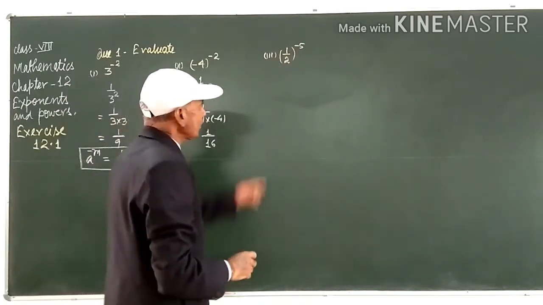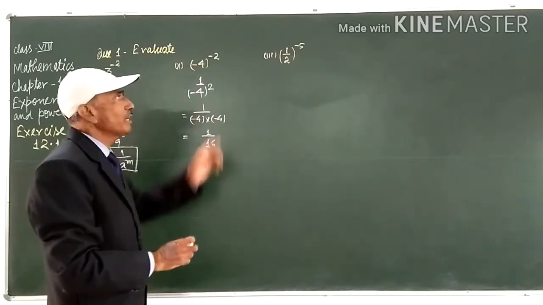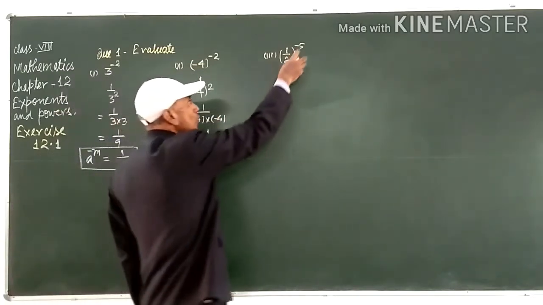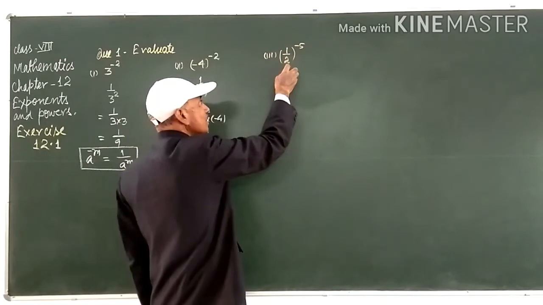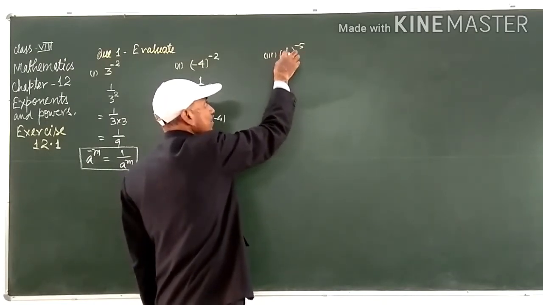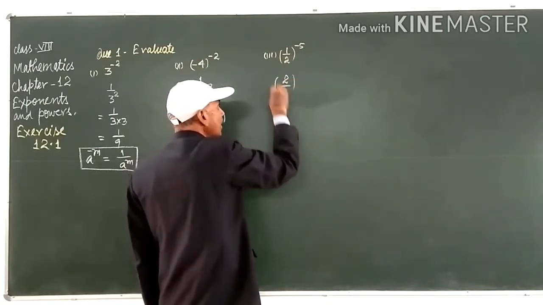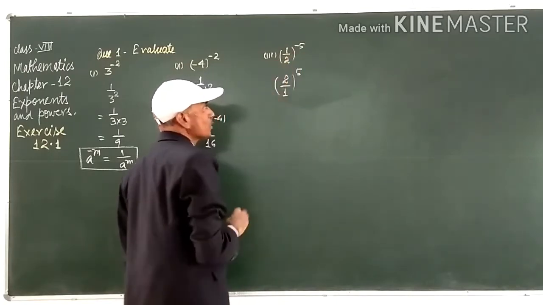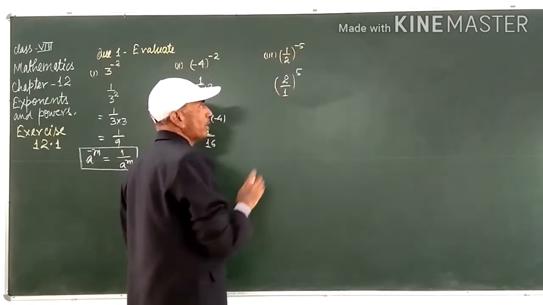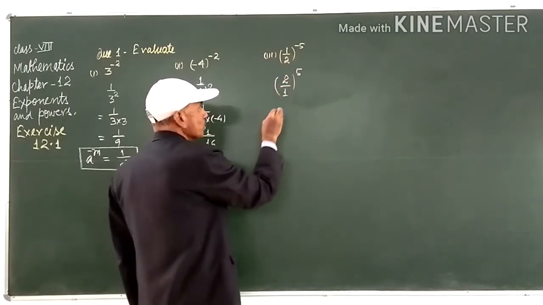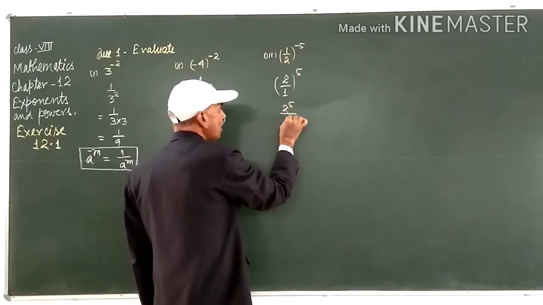Now this one, (1 by 2) to the power minus 5. In this question also it is a negative exponent, students. So we have to change this into a positive exponent. So transfer this, or write the multiplicative inverse of 1 by 2, that will be 2 by 1, to the power 5. The exponent will be positive because we have changed 1 by 2 into 2 by 1. So it will be 2 to the power 5 upon 1 to the power 5.